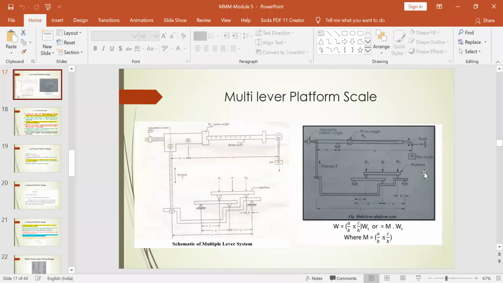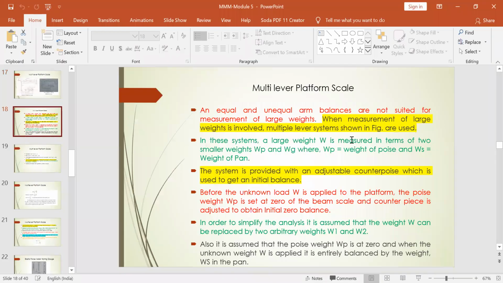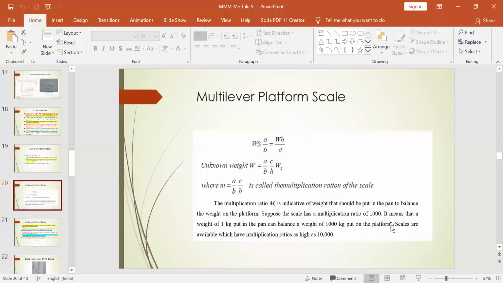So it is a multiplication ratio that you have to understand. If you put 1 kg here, it can balance around 1000 kg of weight that you put on the platform. So you can bifurcate that equally into W1 and W2, 500 and 500 here. By adding 1 kg at the pan weight, you can balance it such that the poise weight will be 0 here. So this is what is being told. It means that 1 kg put in the pan can balance 1000 kg put on the platform.